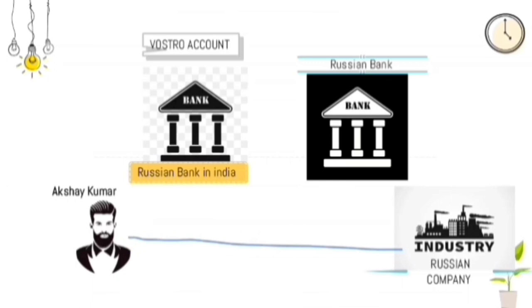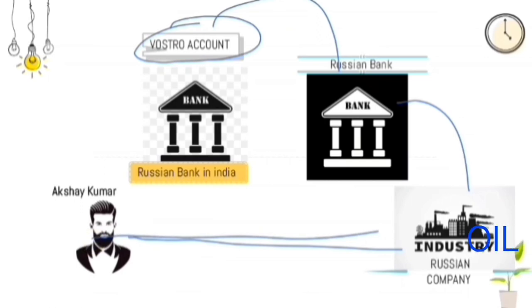So now the Russian company will have a Russian bank account with money stored in rubles, and this Russian bank will also have an account in an Indian bank, where they would store money in Indian rupees. And this account is called a Vostro account. So basically it's a bank's bank account held by a foreign bank. In this case, a Russian bank's account held in the Indian bank.